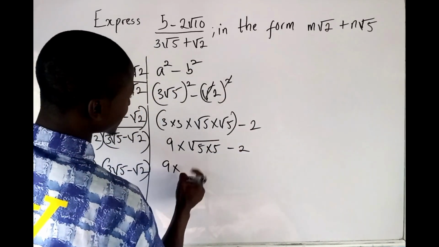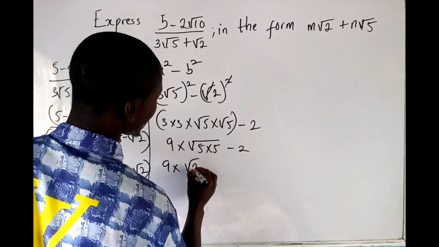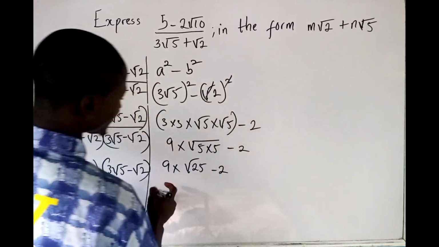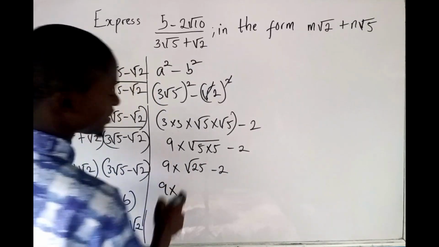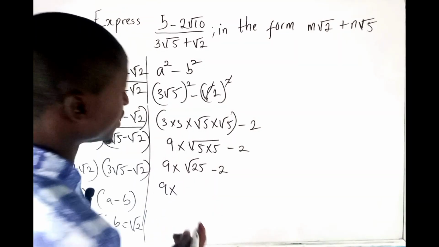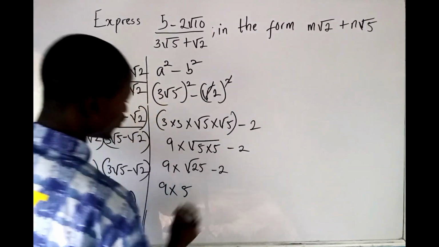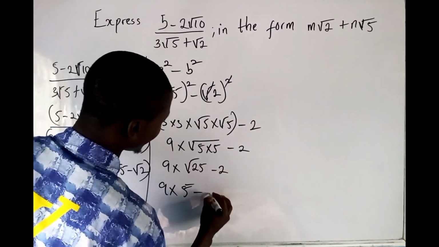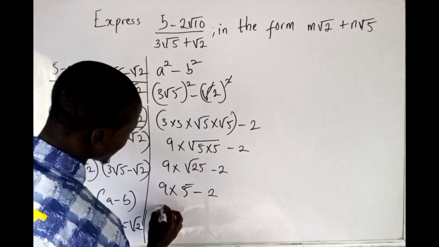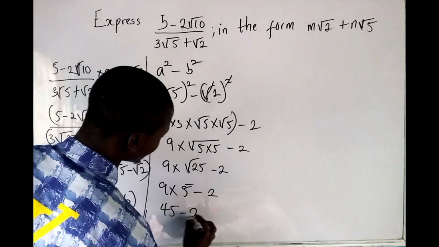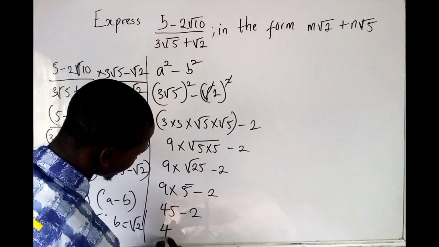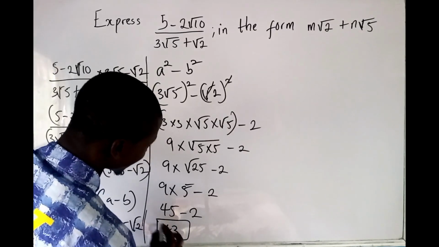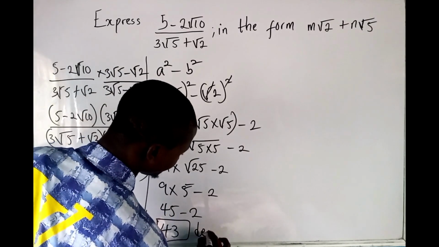Now 9 times root 5 times root 5 gives us 9 times 5, since 5 is a perfect square root product, minus 2. Now 9 times 5 gives us 45 minus 2. 45 minus 2 gives us 43. We have to save this answer. This is the answer for the denominator.